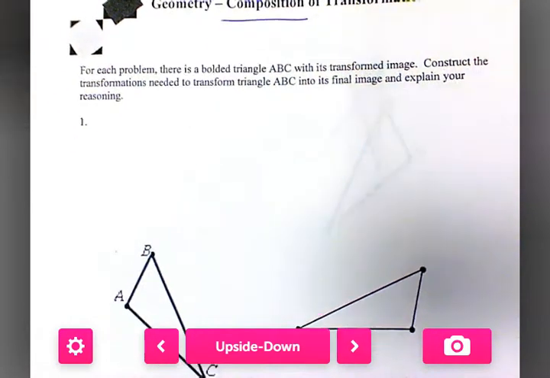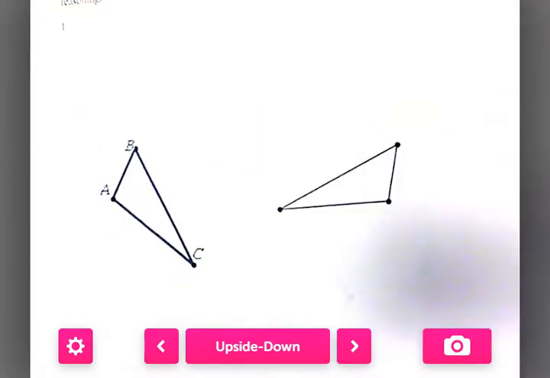All right, so we're looking right here at number one. Let's think about it first. What do we think happened? Remember, there's four possible things: dilation, translation, rotation, and reflection. Did a dilation happen here? No, so we can eliminate that one. So my other options are translation, reflection, and rotation, and we know there's at least two. What do you want to do first?